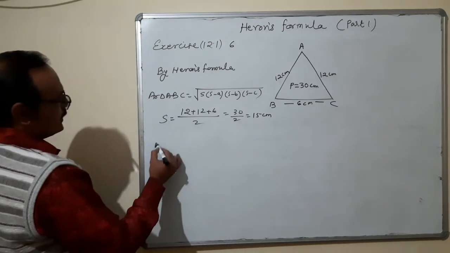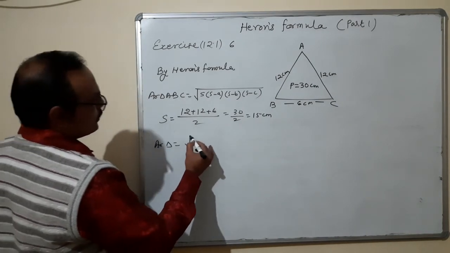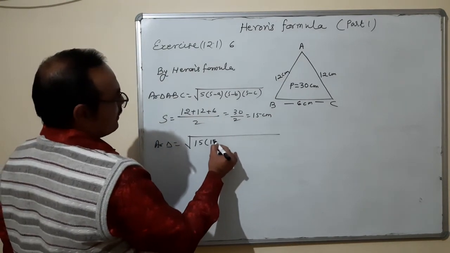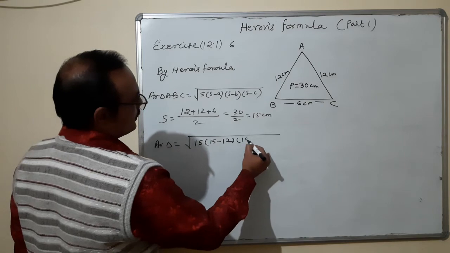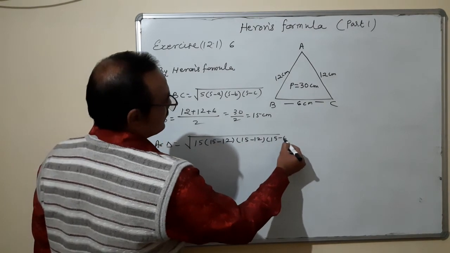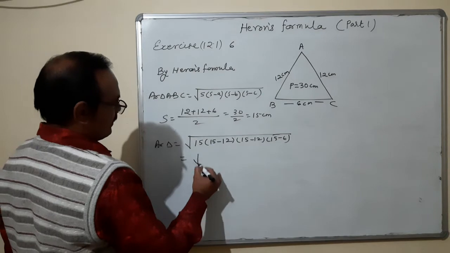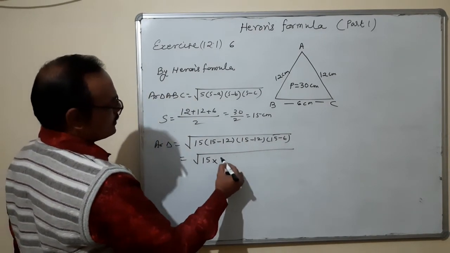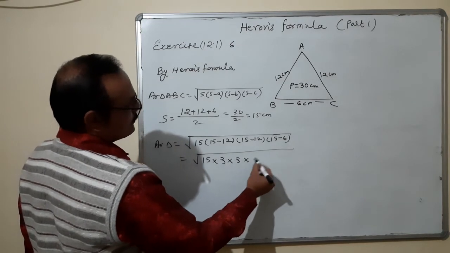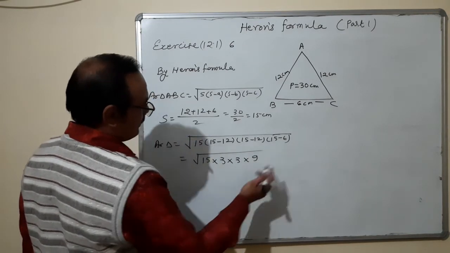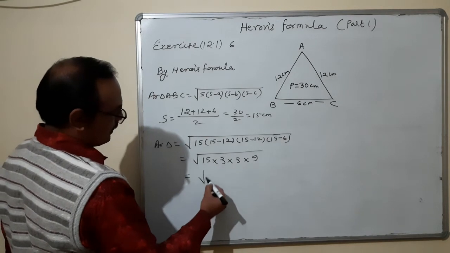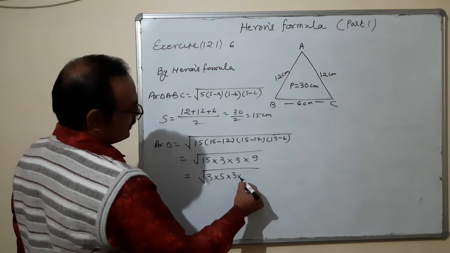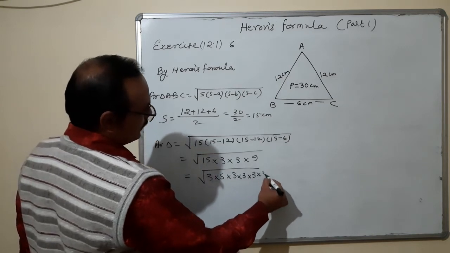Okay, so the area of the triangle, putting the values in, is 15 into 15 minus 12, 15 minus 12 and 15 minus 6. Three sides are there, A, B, C. 15 minus 12 is 3, 15 minus 12 is 3 and 15 minus 6 is 9. So 15 can be written as 3 into 5, then 3 into 3, and 9 is written as 3 into 3.